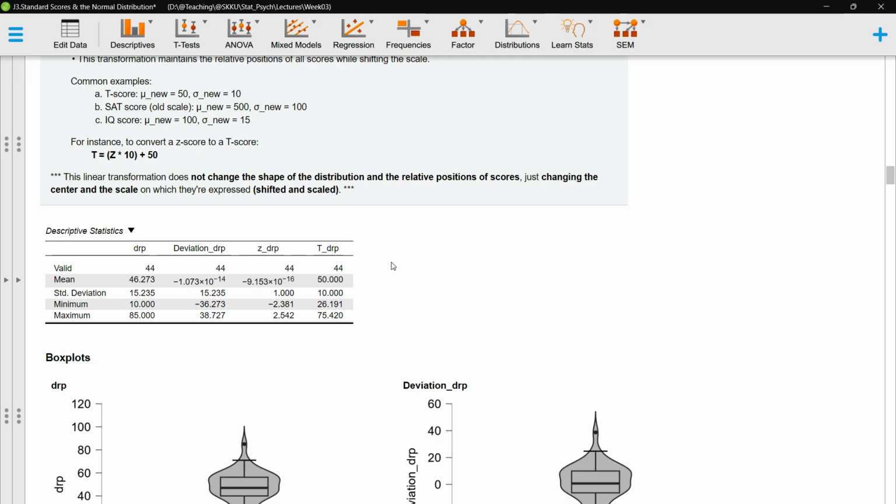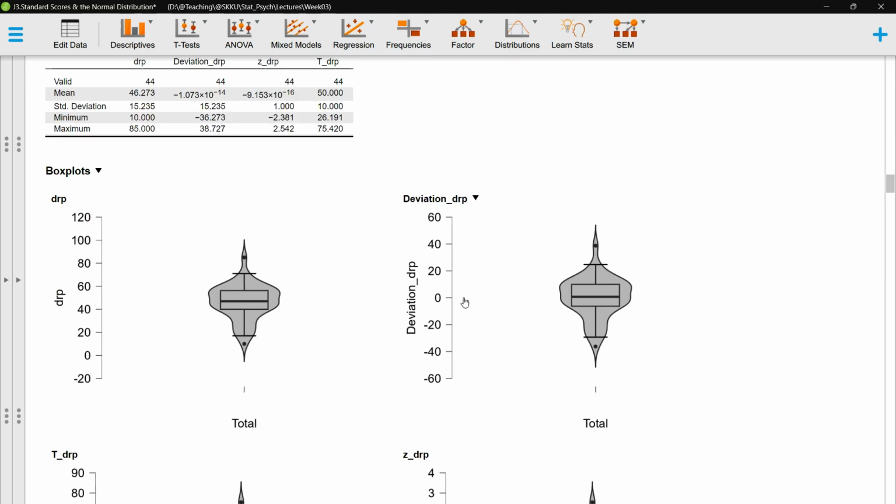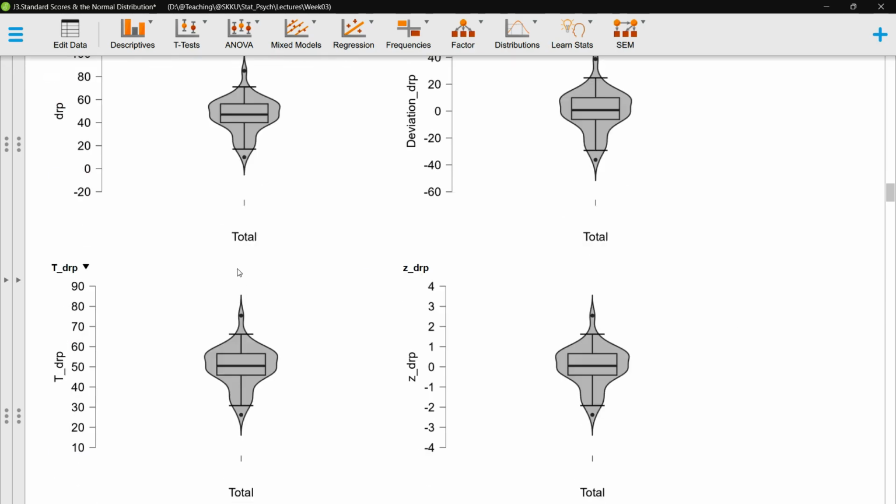So that's the reason why we have the same shape of the box plot and the violin plot for the first one and the second one, as well as the third one and the fourth one, right? So this is the original variable, this is the deviation score, this is the Z-score, and the T-score. All these distributional shapes are the same, okay?